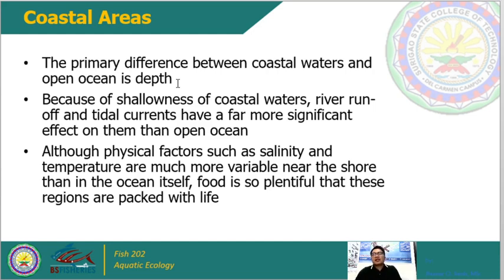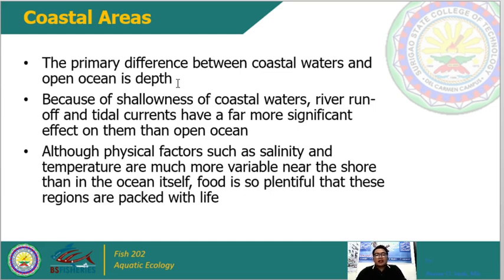There is what we call the neritic zone and the oceanic zone. The neritic zone or the neritic areas are basically areas where the light penetration can go down to the bottom of the water, more or less 150 to 200 meters. So those areas are considered as the neritic zone. All other areas where the sunlight can no longer reach the bottom of the body of water are already considered as the oceanic zone. So take note of that.